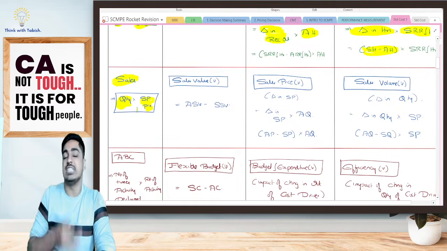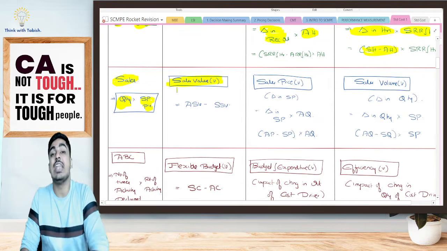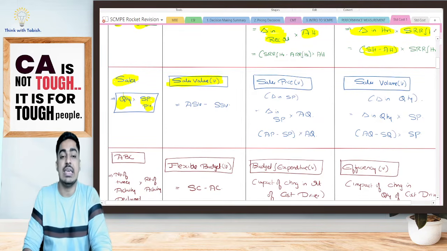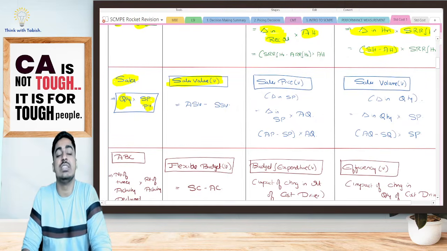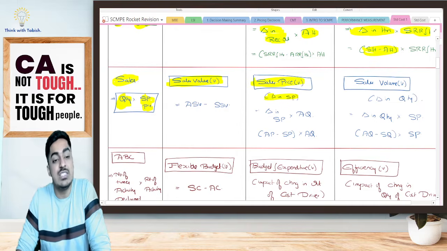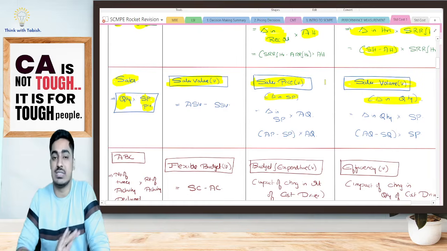Now, the overall change in my sale value is called sales value variance. Now, if my sale value has changed, there are two reasons. Either there should be a change in my sales quantity or else there should be a change in my selling price. Change in my selling price is called sales price variance. Change in my sale quantity is called sales volume variance. Is it clear?